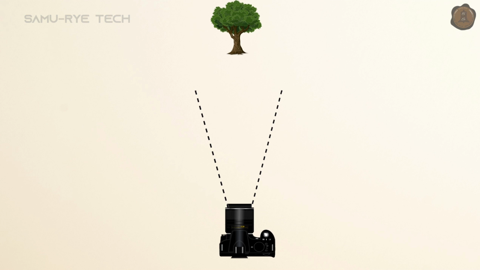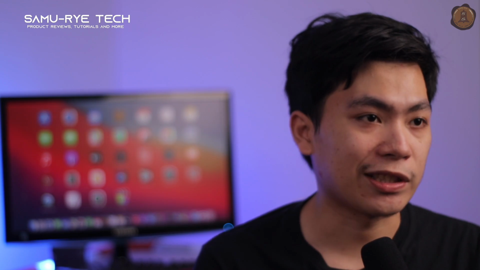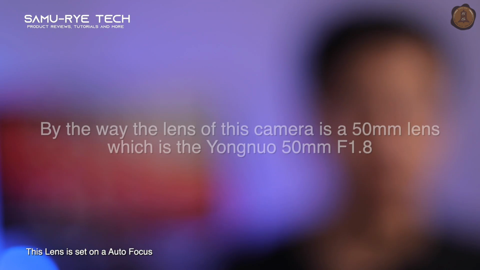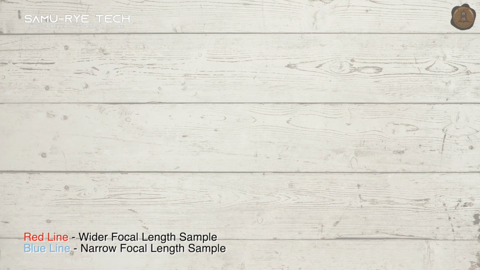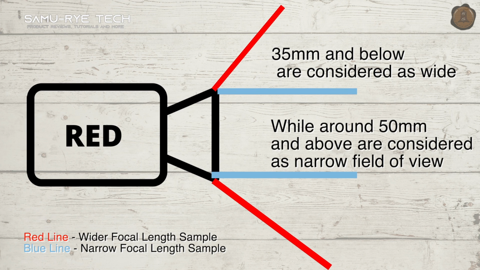Focal length is the distance of the subject to your lens, and it is measured by millimeter. That is why you see, for example, a 50 mm on your lens. The shorter the focal length, the wider the field of view it is. And the larger the number in the focal length, the smaller the field of view is.